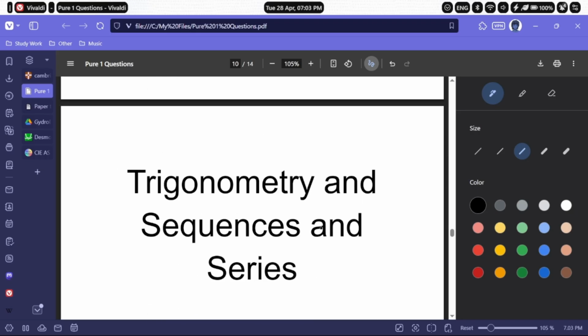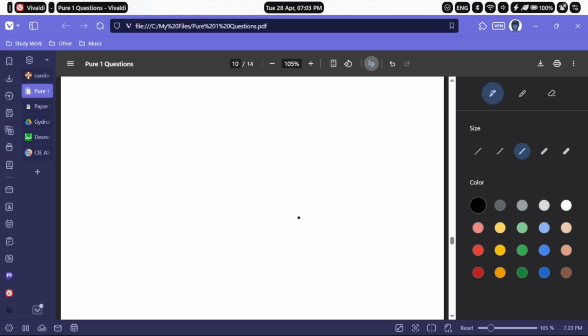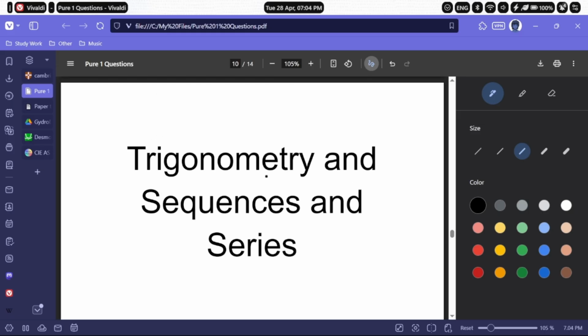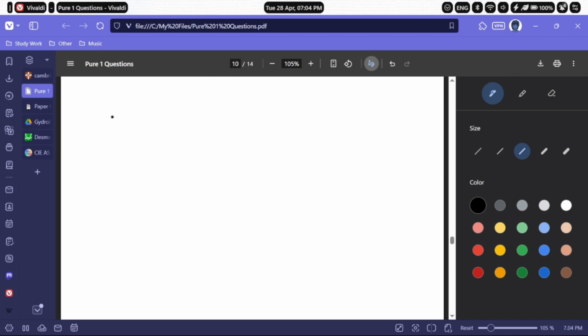Now we come to trig and then sequences and series. Finally, do you guys want me to talk, like, do you think I should go through the methods for solving trig equations? There is the ASTC method, which I don't really like, but then there's also the graph method. I wanted to go through the graph method. I think I'll go through graphs, because a lot of people struggle with graphs.